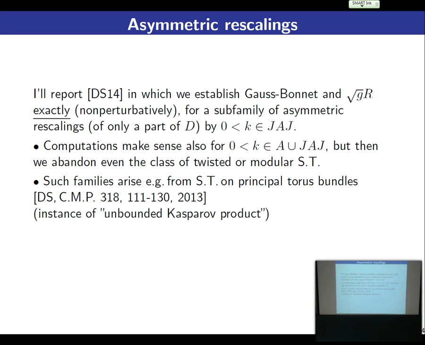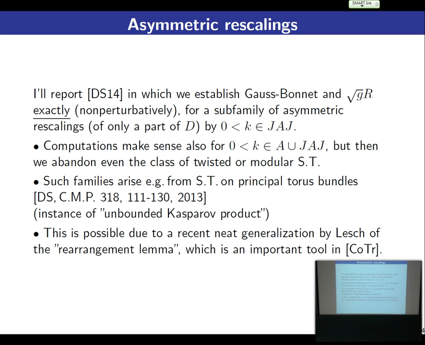Strong connection in this sense, as defined by Hayat many years ago. This computation is possible, and perhaps also more complicated computations are possible, due to a very recent and neat generalization by Lesch of the so-called rearrangement lemma, which we shall see. It is an important tool in the Kohn-Tretkov paper and also in other papers.